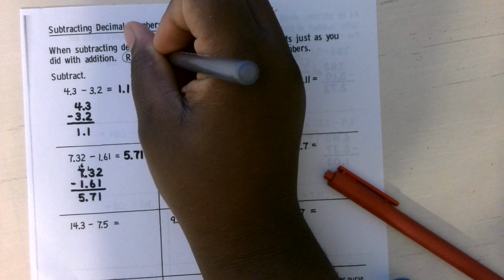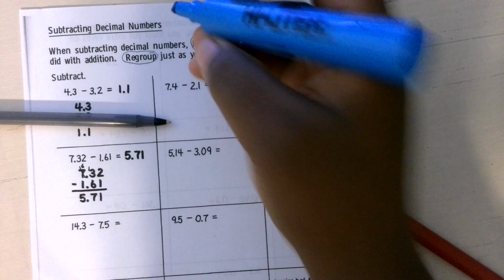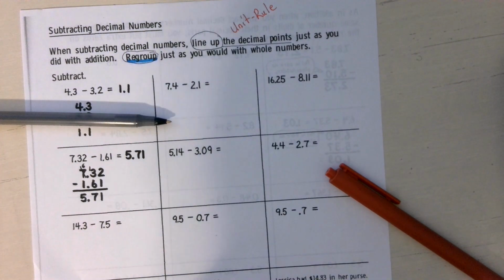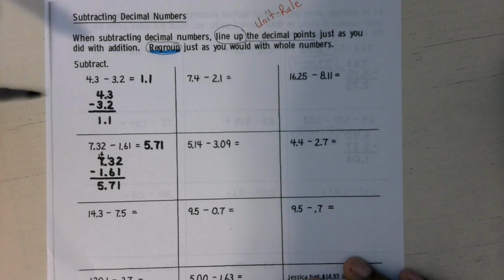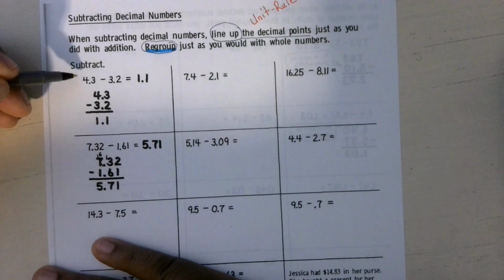Then it's telling me regroup. So I might need to rewrite the number just as you would with whole numbers. The regrouping is the same. So there's only 2 steps that they've given me to follow, and I'm going to make sure that I follow both. I'm going to study the example.